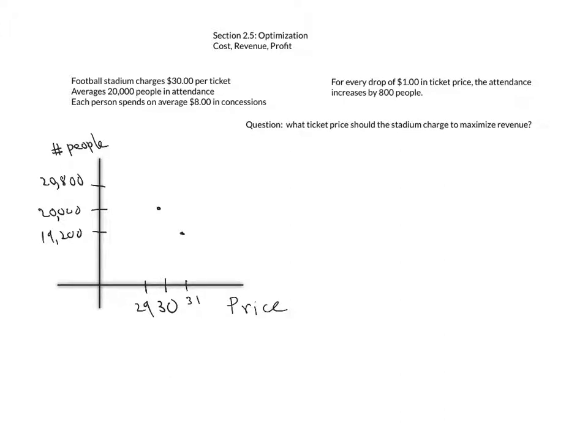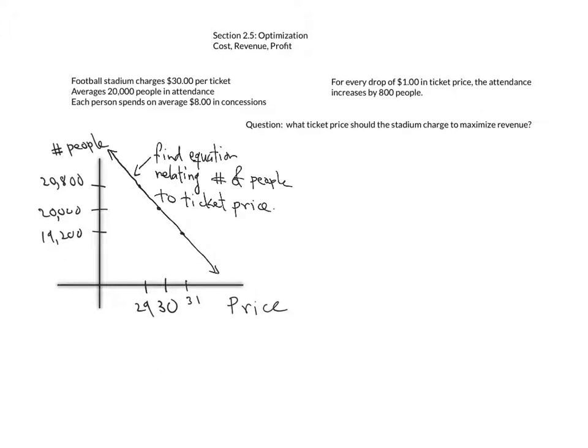And if you decrease the ticket price by $1, the number of attendees goes up to 20,800, and that's this dot right there. So there's a straight line that we're staring at, and that's about as straight as I can draw it. One of the things that we need to do in this problem is to find the equation of this line. So find the equation relating the number of people to the ticket price.